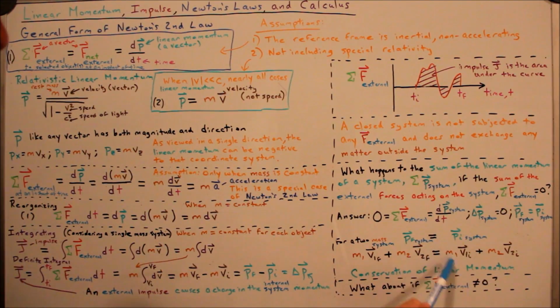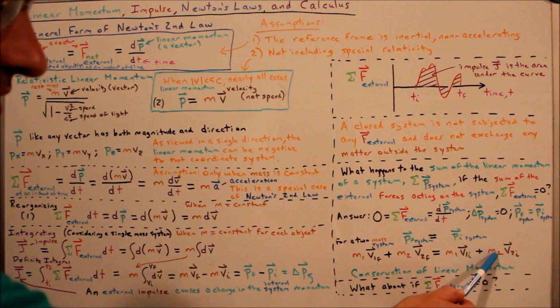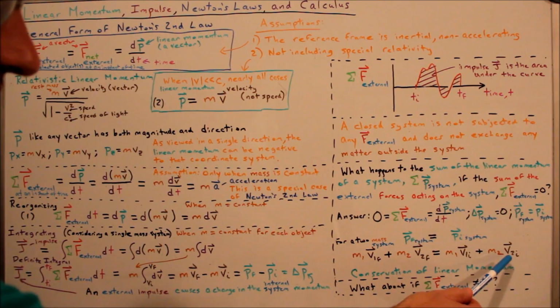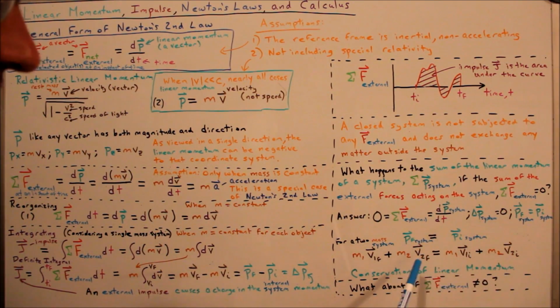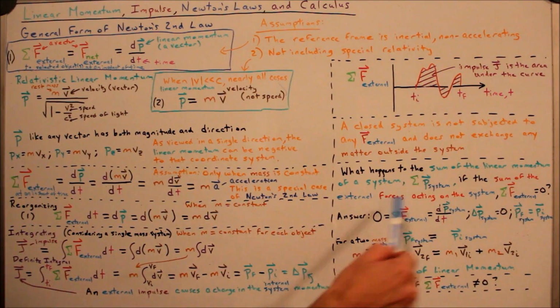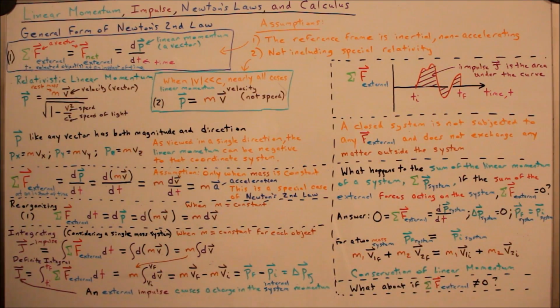And so therefore, if I'm mass 1 and the marker's mass 2, my mass times my initial velocity plus the marker's mass times its initial velocity, that's the initial linear momentum of the system, equals the final linear momentum of the system, which is my mass times my final velocity plus the marker's mass times its final velocity. And this is known as conservation of linear momentum, and it only holds true if the sum of the external forces acting on the system is 0.